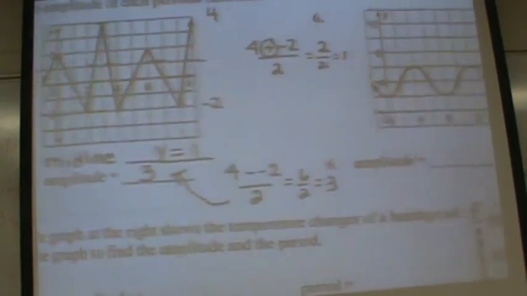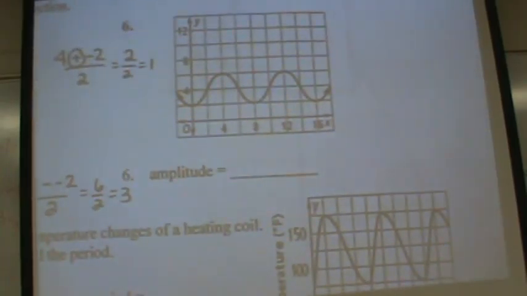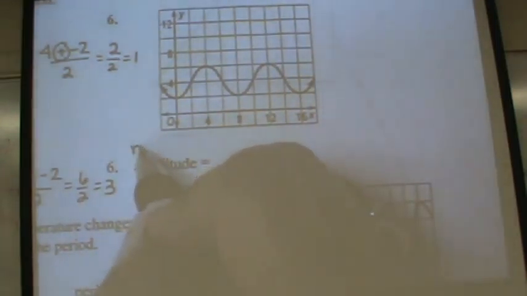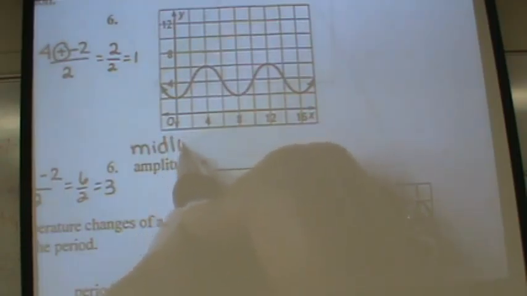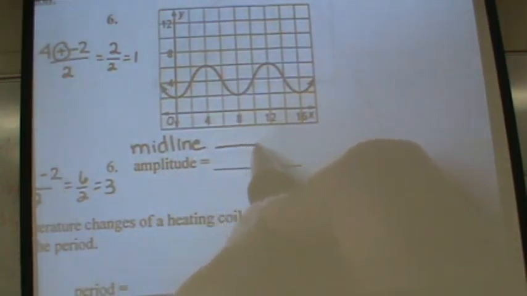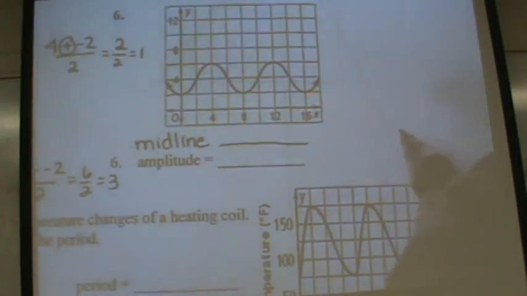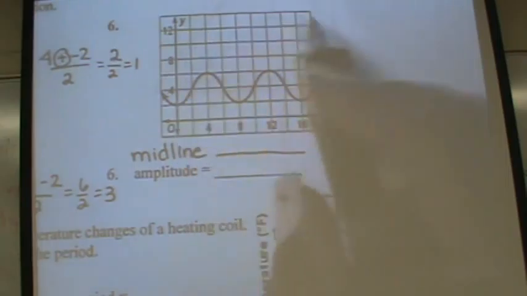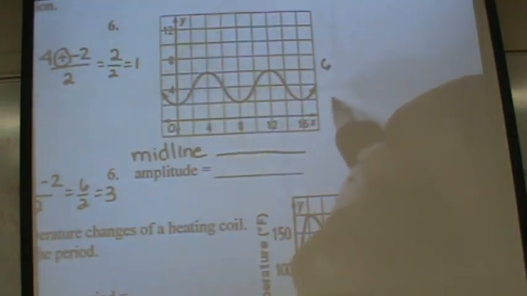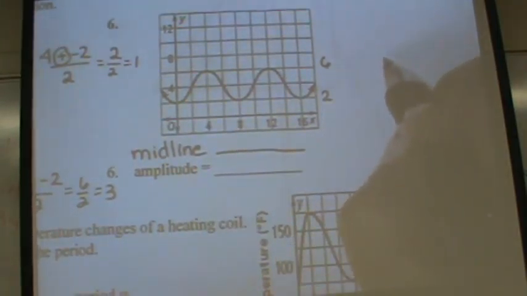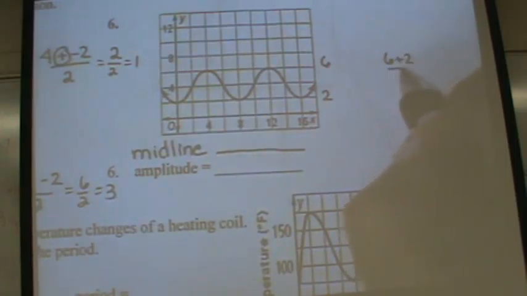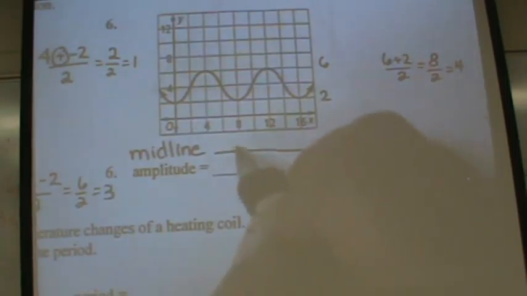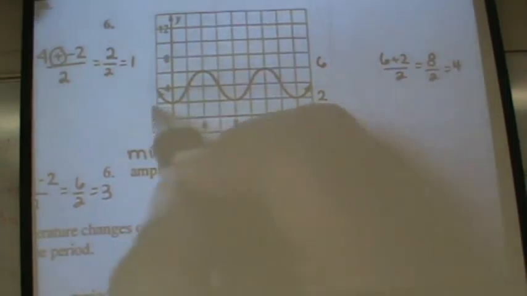Okay, how about number 6? Make sure you read your graph. I want you to add midline. So again, how do you find the midline? What's the highest number? 6. What's the lowest? 2. How do you find the midline? 6 plus 2. What do you get? 8, divided by 2 is 4. Y equals 4 is your midline.